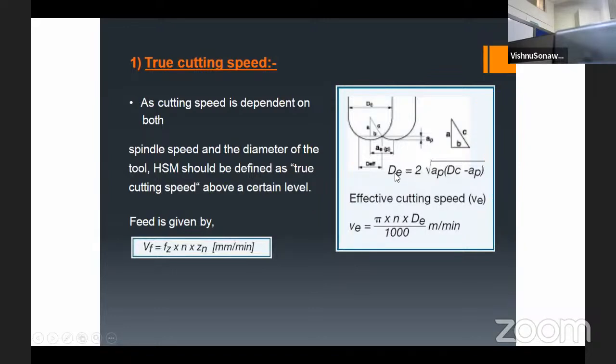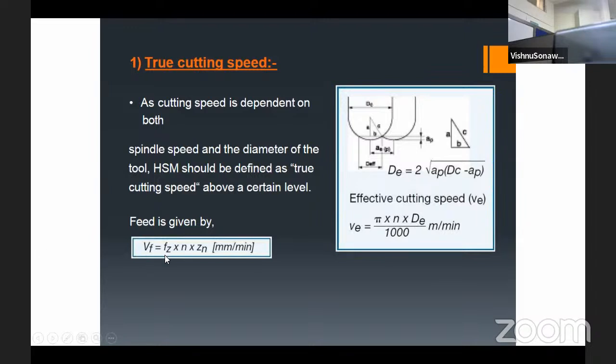Here is how to calculate the diameter of this end mill cutter. This is the nomenclature given: AP is the step over distance of the cutting tool material, and this is the velocity of the effective cutting speed, V equals pi D N, where N is the cutting speed and D is the diameter of the end mill cutter. If we know the cutting diameter of the end mill cutter, we can find out the effective cutting speed and the feed.